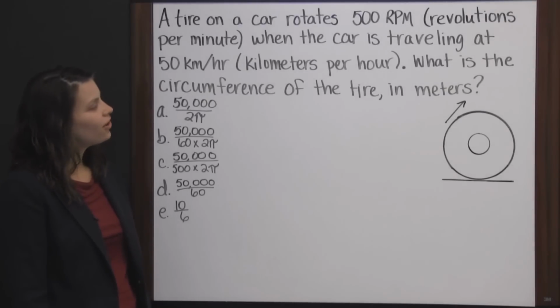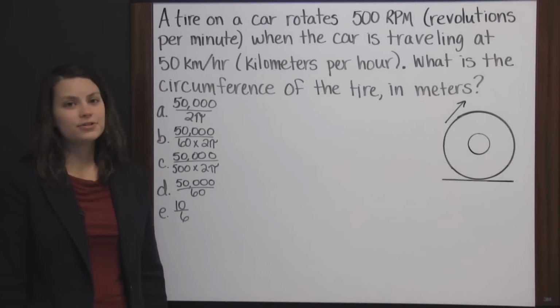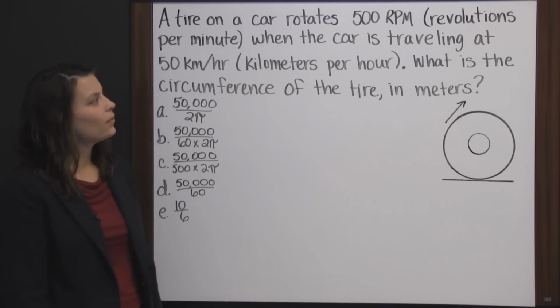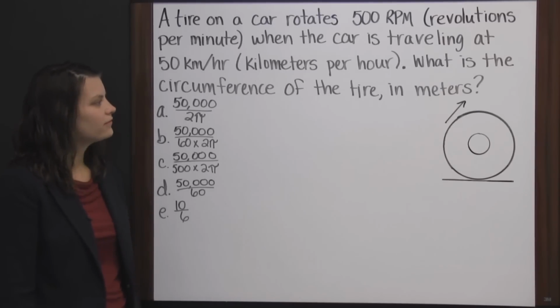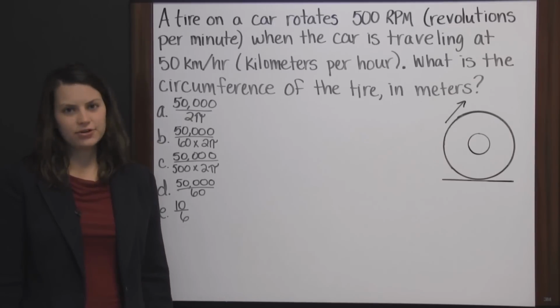A tire on a car rotates 500 RPM, or revolutions per minute, when the car is traveling at 50 kilometers per hour. What is the circumference of the tire in meters?